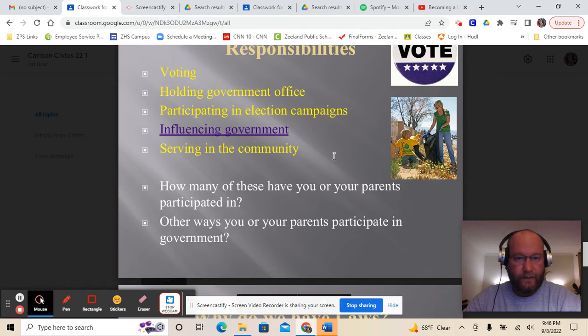Participating in election campaigns. You might join a political campaign for an election, and you might simply go around handing out stickers or flyers to support a certain candidate or cause. Influence the government. That's kind of a responsibility of the citizens of the United States. That's our job. If we want our government to do certain things, we want to let our views be known to the government, and that would be our government officials. And then serving the community, doing community service work is something that's expected of our citizens, just to make our overall society and culture better in the United States.